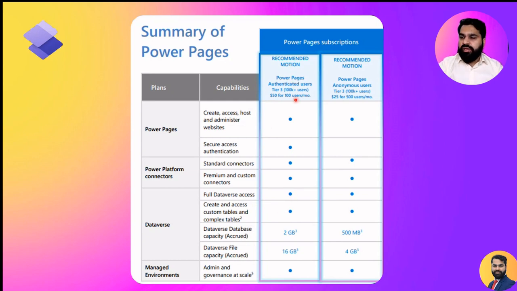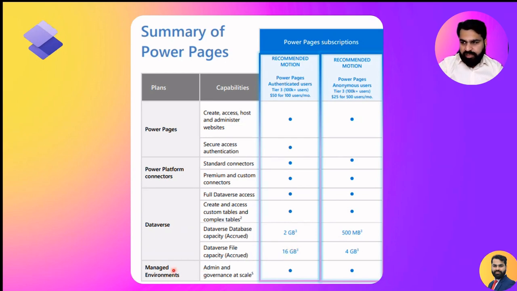However, just to give you a bit of background, for any Power Pages website which is created, the only database of that particular Power Pages website is Dataverse. There could not be any other database. We can have virtual tables from other databases within Dataverse, but Dataverse is the only database for Power Pages and all the configuration also. For this, 2 GB of database capacity will be accrued to the tenant per license, per package of license. Then 16 GB of file capacity will be accrued to the tenant.